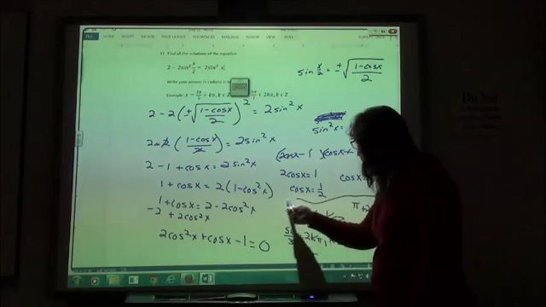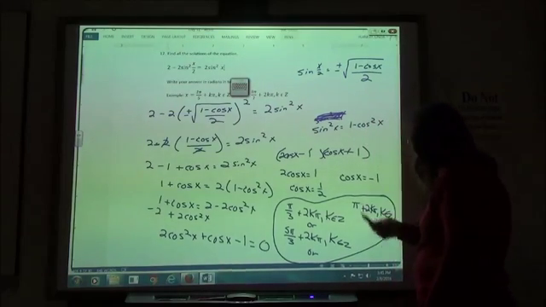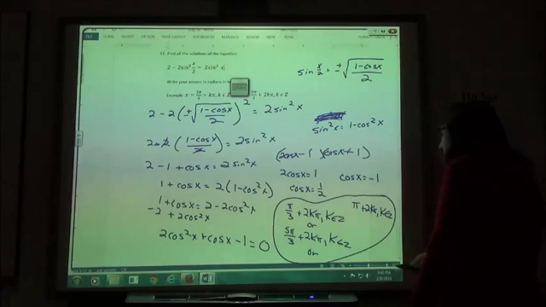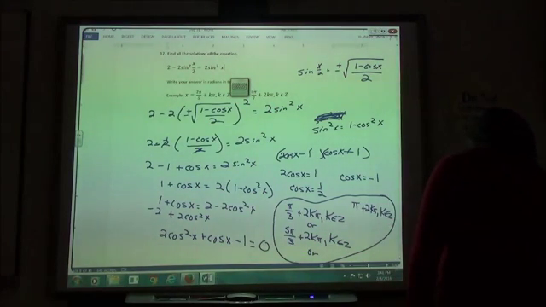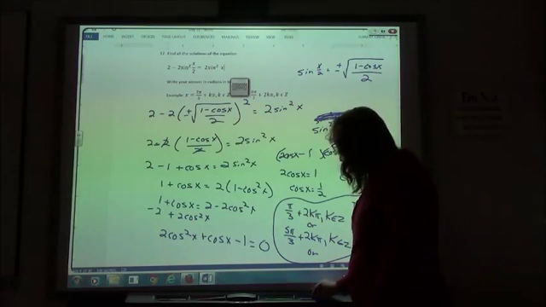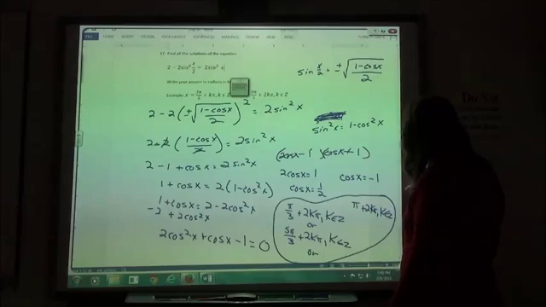And so all three of those are going to go in for your answer. Pi over 3 plus 2k pi, 5 pi over 3 plus 2k pi, or just pi plus 2k pi, since that's the only place cosine equals negative 1. One more on this sheet.